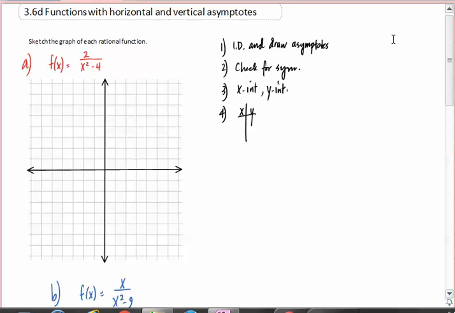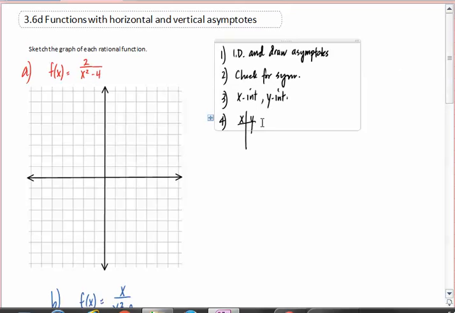Alright, so we're going to take a look at actually sketching some rational functions with horizontal and vertical asymptotes. And I have a little list of items, a checklist, so that it makes it a little more routine. And if you'll do this every single time, then you will have an easier time, I think, of drawing these. So sketch the graph of each rational function. Okay, we're going to do that.